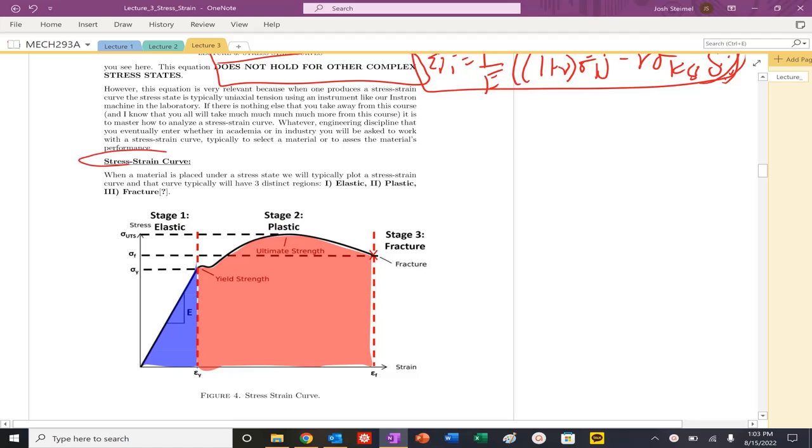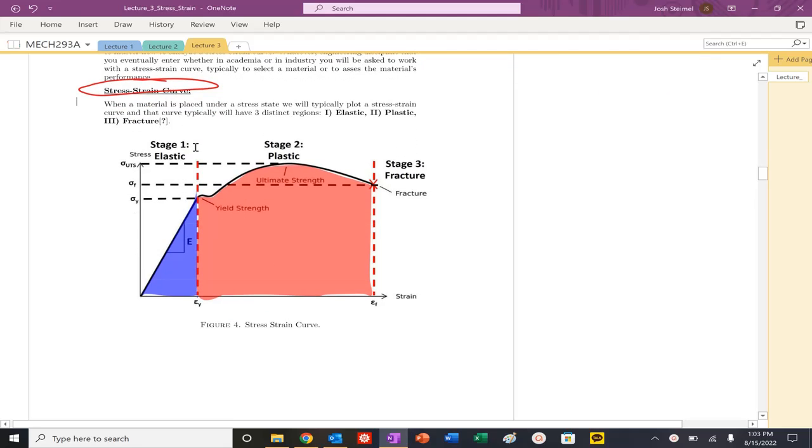All right, everyone. So now we are going to talk about, if there's one thing I want you to leave this class with, it's this information: how to interpret a stress strain curve. Whatever type of engineering discipline that you're in, you're going to have to be able to interpret this curve. So what we're plotting here is essentially stress on our y-axis, strain on our x-axis, and we're looking at the evolution of stress versus strain until a material fractures.